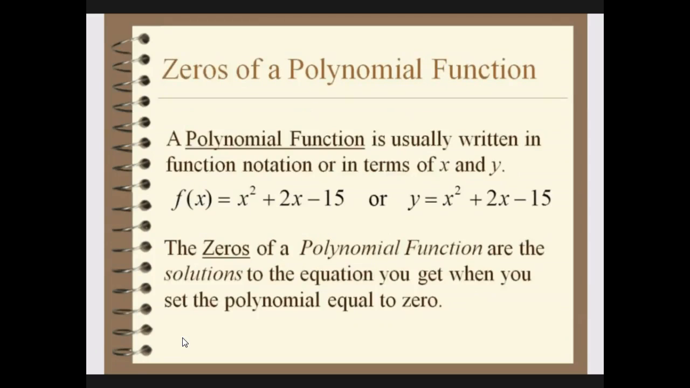A polynomial function is usually written in function notation or in terms of x and y. The zeros of a polynomial function are the solutions to the equation you get when you set the polynomial equal to 0.